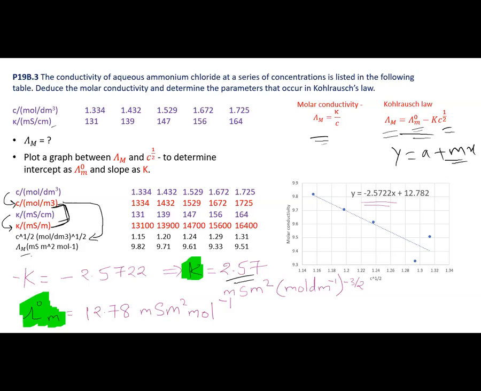And the intercept is lambda m naught, which is equal to 12.78 millisiemens meter square per mole. So this is how you can calculate the limiting molar conductivity at infinite dilution and the Kohlrausch constant K if we were to measure the conductivity of solutions of different concentrations. Again, this is also one of the experiments you may come across at any time in your study.